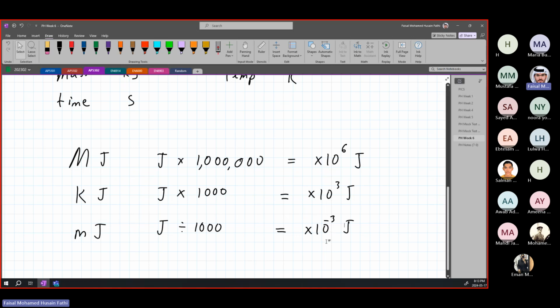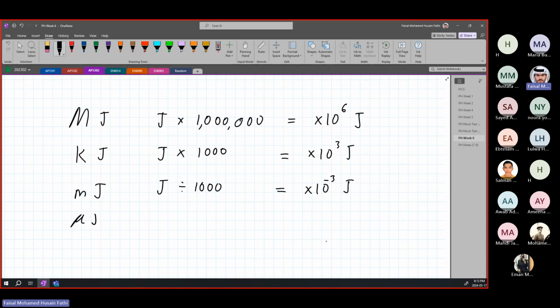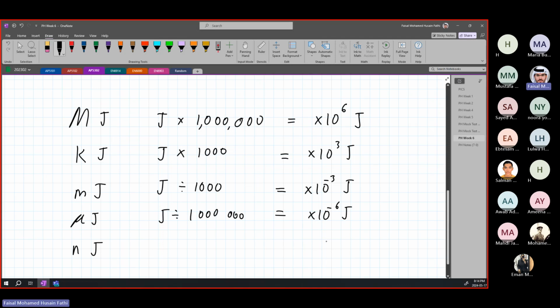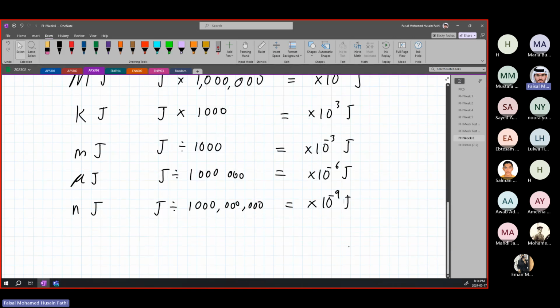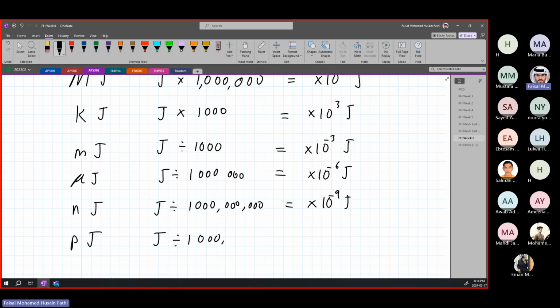All right, and then we have a few more, which is microjoule. This is dividing by a million, which is equal to times 10 to the minus 6 joules. And then we have nano, which is dividing by a billion, or simply put times 10 to the minus 9 joules. And lastly, which you don't see a lot, but sometimes used, pico, which is joules divided by a trillion, which is 12 zeros. Okay, so this is times 10 to the minus 12 joules.